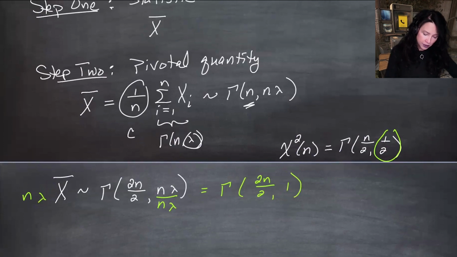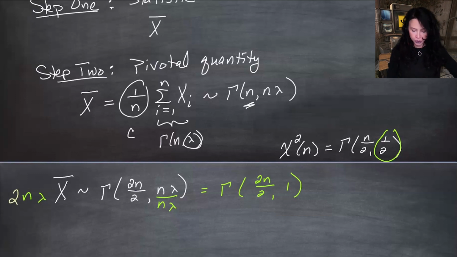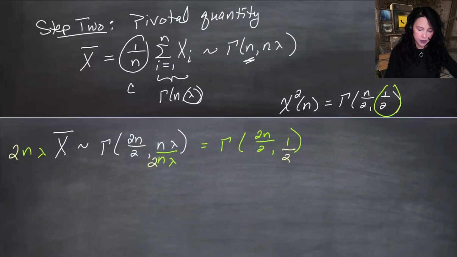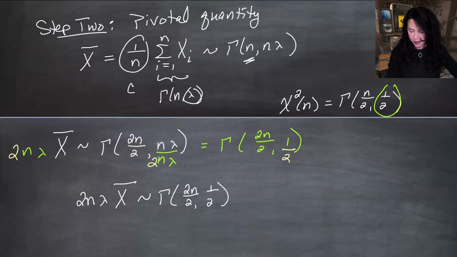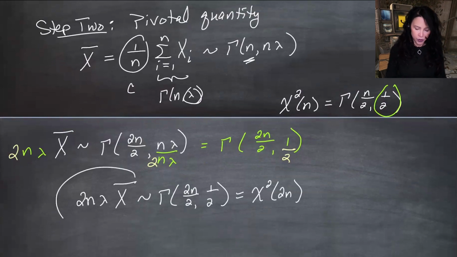Let me get another color here. I'm also going to multiply by 2. So that ends up down there. So we get a 1/2. In other words, 2n lambda X bar has a gamma distribution with parameters 2n over 2 and 1/2, and that is a chi-squared distribution with parameter 2n. So we have a pivotal quantity.